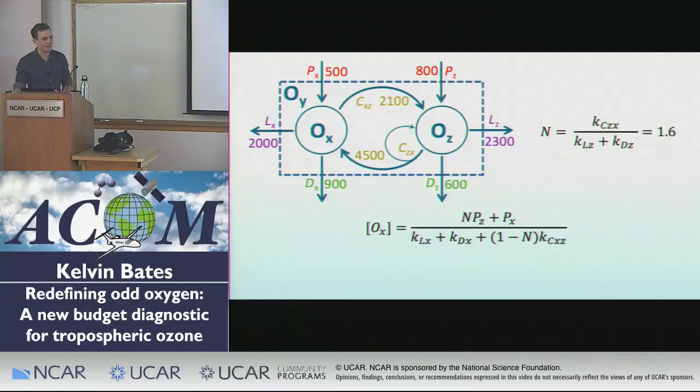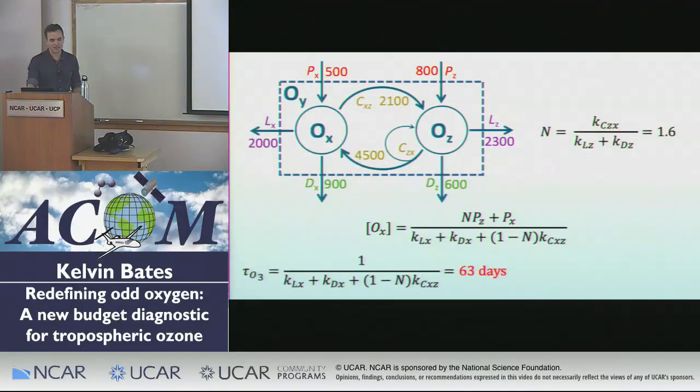And you get some fun things from this equation. So first, the denominator is basically the loss processes of ozone, or OX, in the troposphere. And so it basically tells you the lifetime of ozone through the troposphere. And if we calculate this out with all the numbers up above, you get a lifetime of ozone of 63 days, which seems a little long to me.